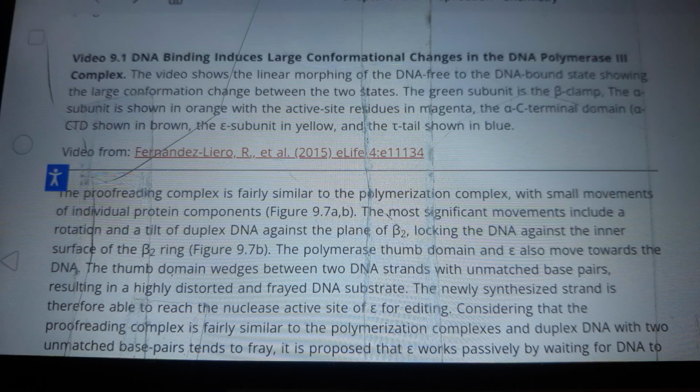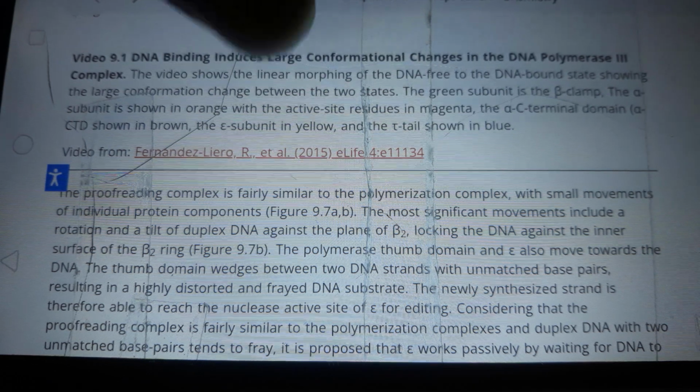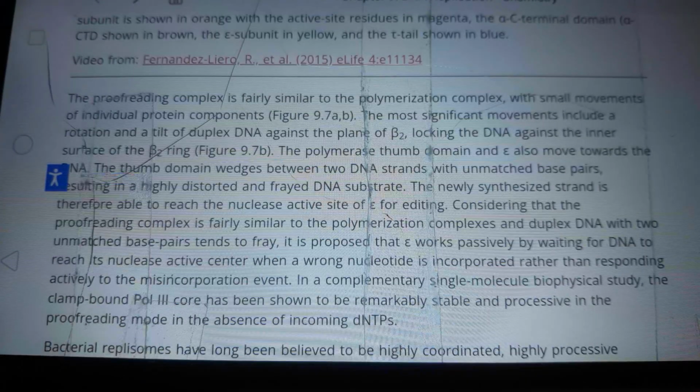Video 9.1. DNA binding induces large conformational changes in the DNA polymerase tail complex. The video shows the linear morphing of the DNA-free to the DNA-bound state, showing the large conformational change between the two states. The green subunit is the beta clamp. The alpha subunit is shown in orange, with the active site residues in magenta. The alpha C-terminal domain, CTD, is shown in brown, the epsilon subunit in yellow, and the tau tail in blue.